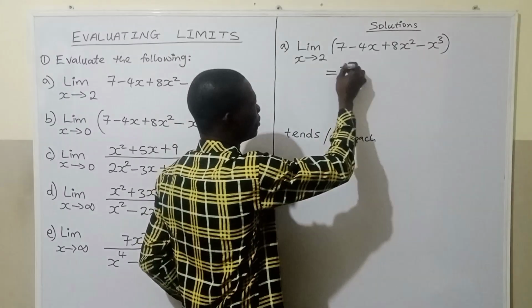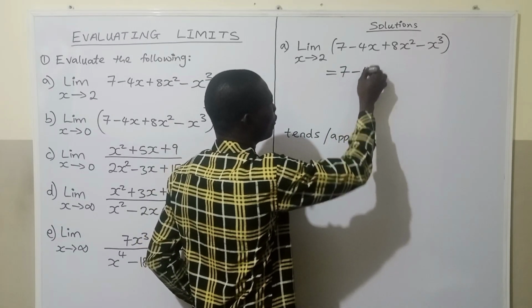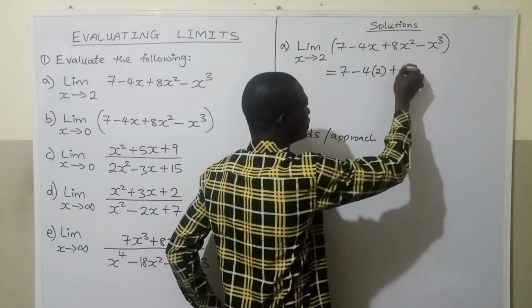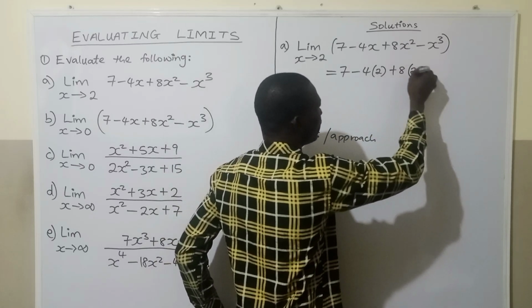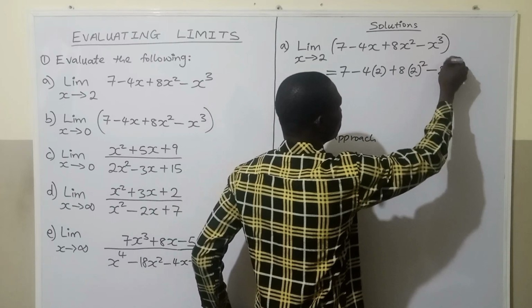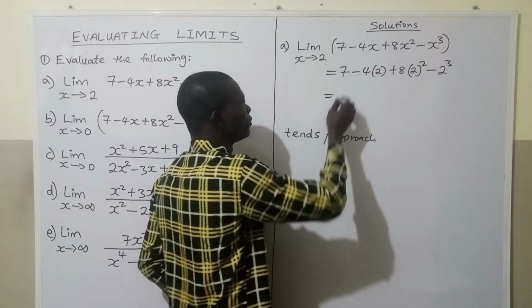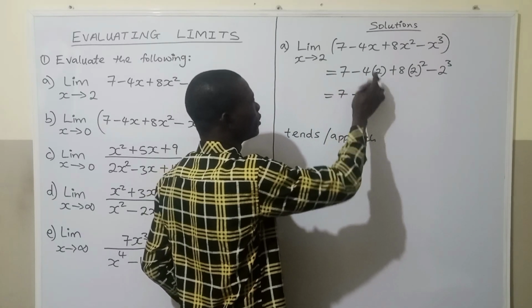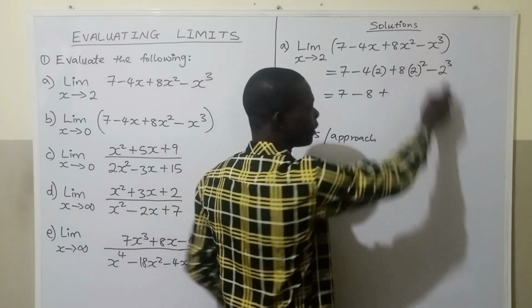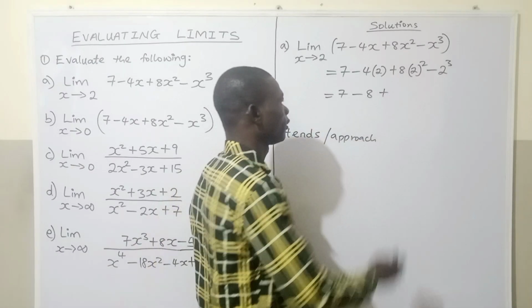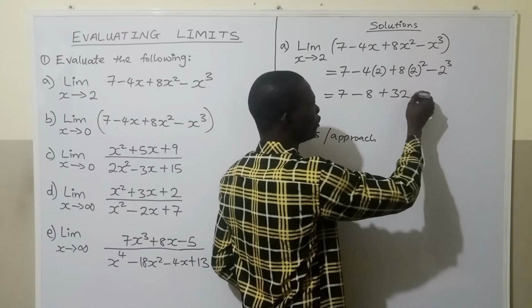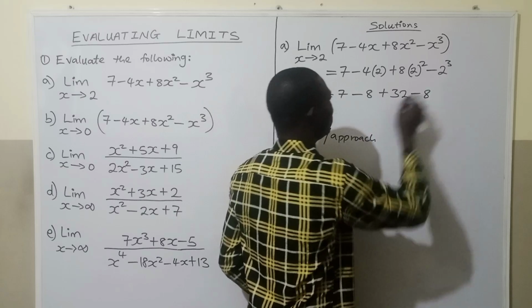So it means that we are going to be having 7 minus 4 multiplying 2, that's in the place of x, plus 8 multiplying 2 squared in the place of x squared, and then minus 2 cubed. So that's going to be 7 minus 4 multiplied by 2 is 8, plus 2 raised to power 2 is 4, and 4 times 8 is going to be 32. So that's plus 32, and then minus 2 cubed. 2 cubed is equal to 8.